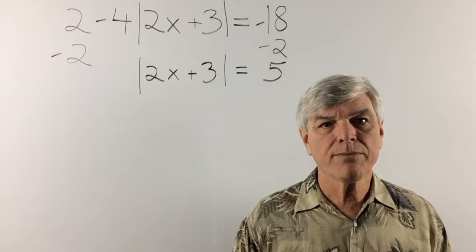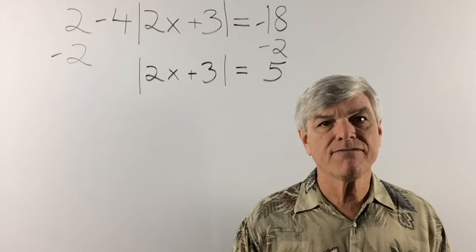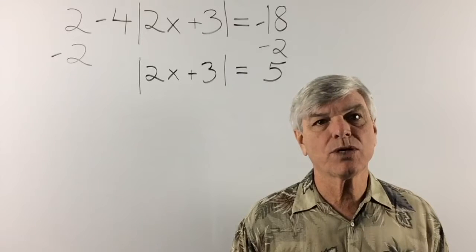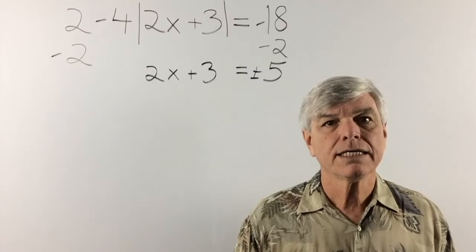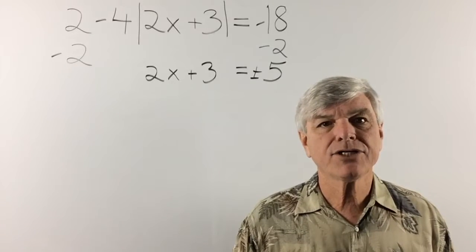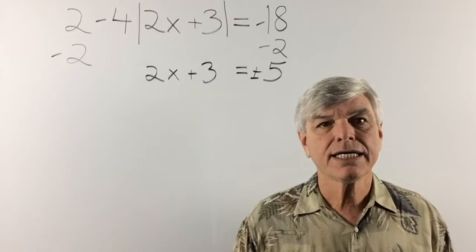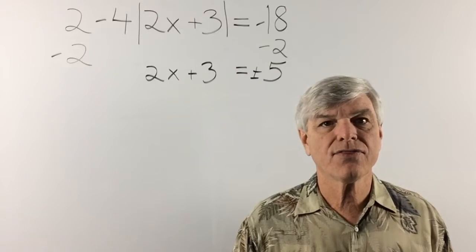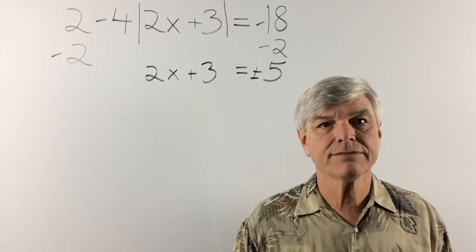And now we're going to remove the absolute value brackets, and that will do what to the 5? That's right, it makes it plus or minus 5. And now we have 2x plus 3 equals plus or minus 5. And we are going to turn that into two equations.